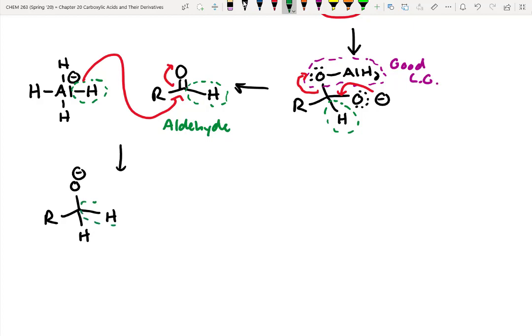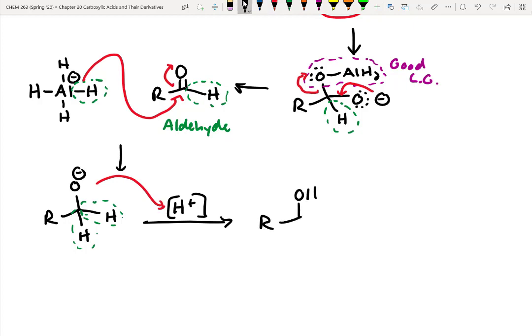Now we've got both hydrides added in. We've reduced it twice, essentially. And then in our last step, we just need to protonate it using some sort of acid source in order to get us to our primary alcohol. At this point, there's no other reactivity that can occur, but it is important to know that you can't stop at the aldehyde. You are always going to overshoot and hit your primary alcohol.